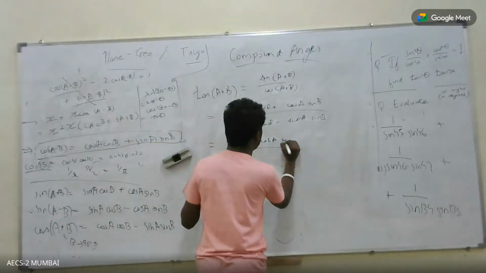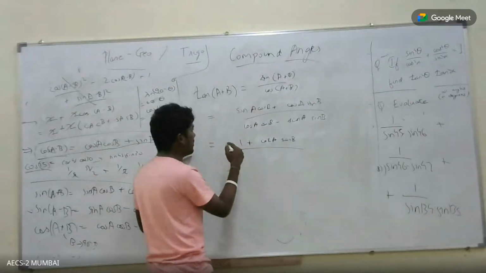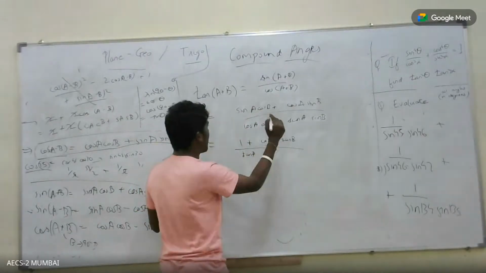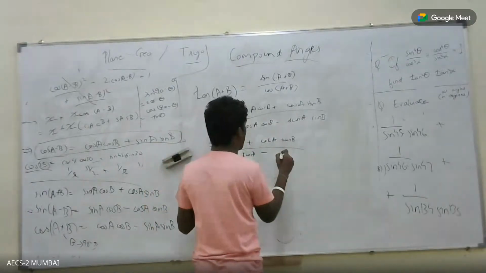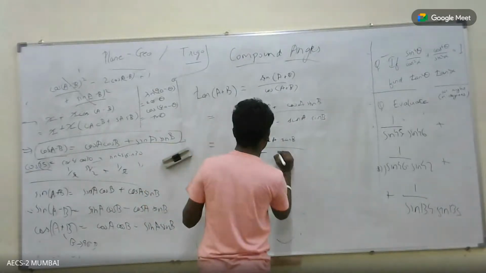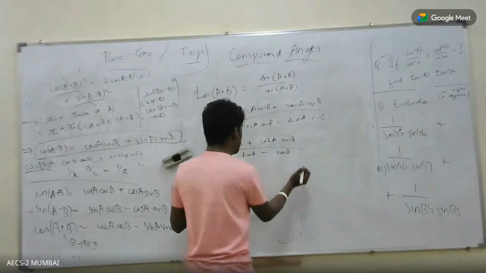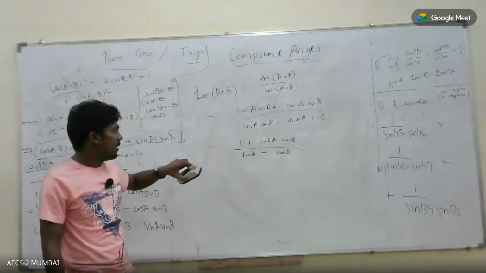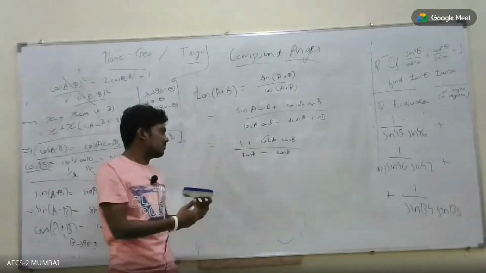This will be tan b. Then sin a cos b, so this will become tan a. Cos b will be cancelled. This thing will become tan b. So, we're almost there, but instead we have a third term here which is not that lucrative.